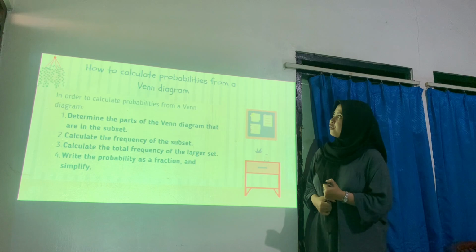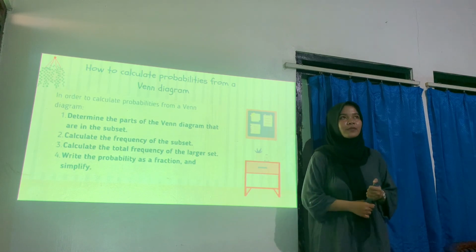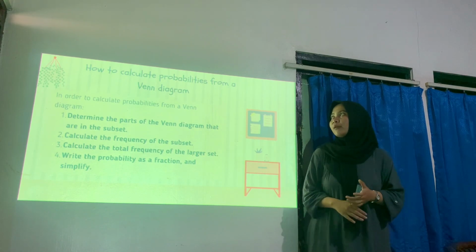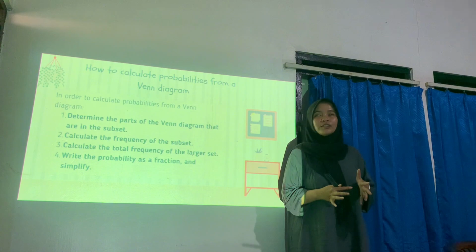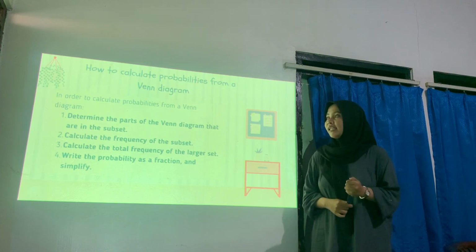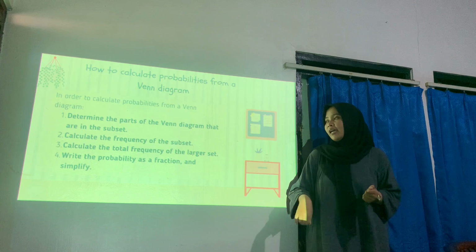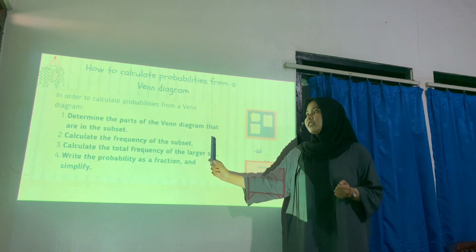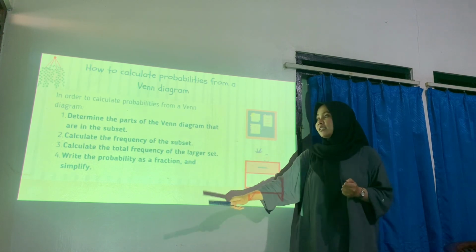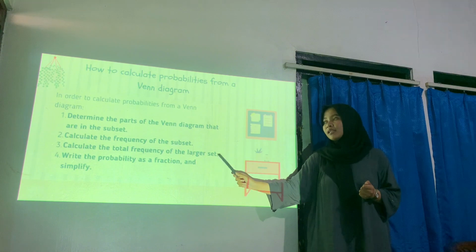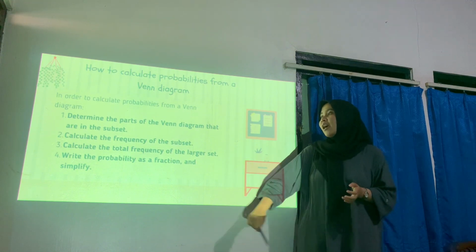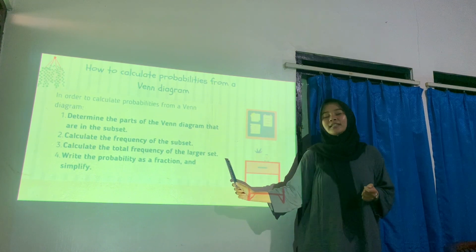Next is how to calculate probabilities from a Venn diagram. We know that to calculate probabilities from a Venn diagram, we use 4 steps. Step 1 is determine the parts of the Venn diagram that are in the subset. Step 2 is calculate the frequency of the subset. Step 3 is calculate the total frequency of the larger set. And step 4 is write the probability as a fraction and simplify.